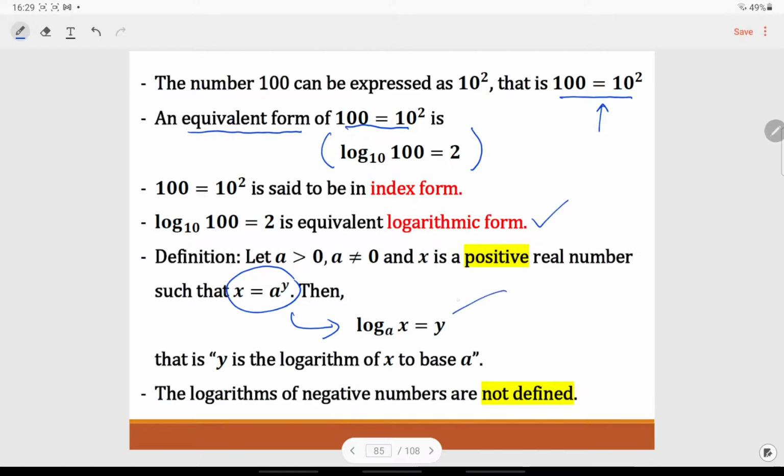How to read this logarithmic form? So y is the logarithm of x to base a. The logarithms of negative number are not defined. That is why we need to make sure that a is greater than 0 and a not equal to 1. So we need to make sure the base is always a positive number.